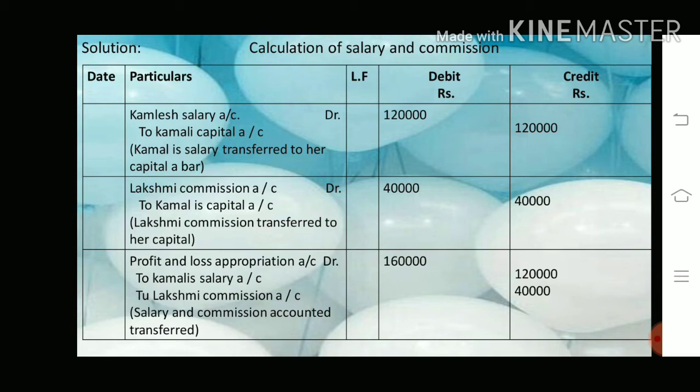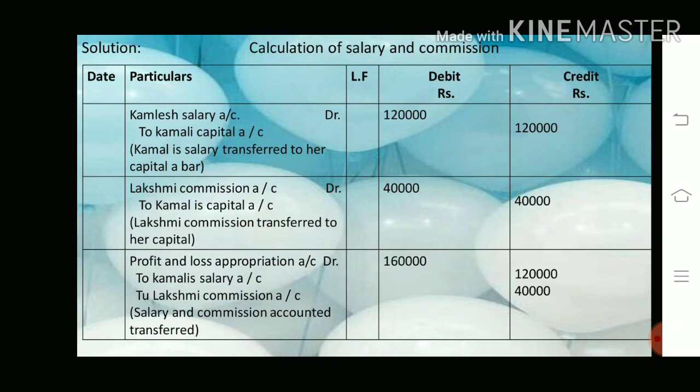The question is required to pass the necessary journal entry. So prepare the journal entry. Journal entry, date, particulars, ledger folio, debit, credit. Kamali's salary account debtor to Kamali's capital account 1,20,000, 1,20,000. Narration. What do you mean narration? The explanation of the transaction.